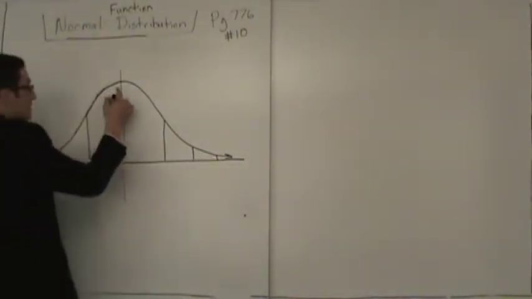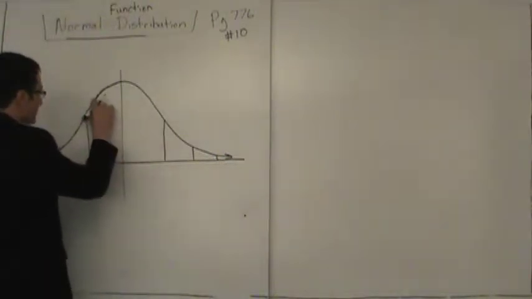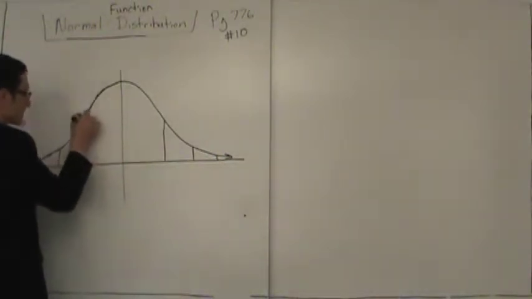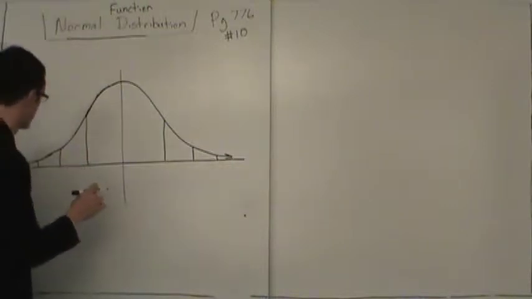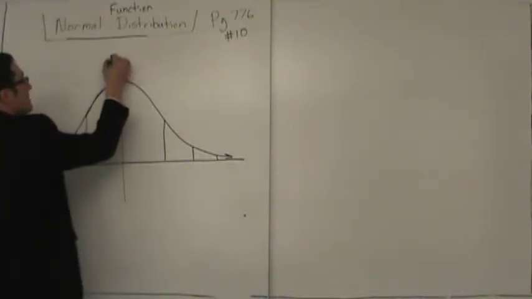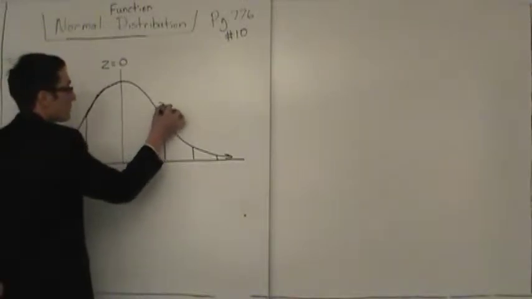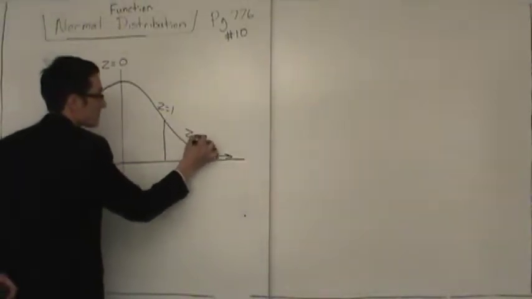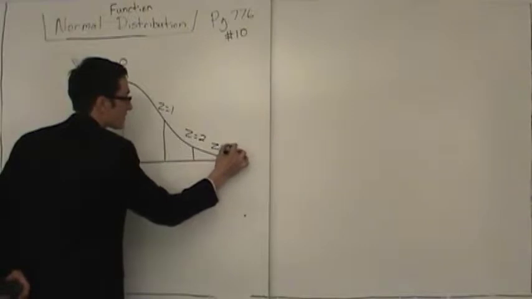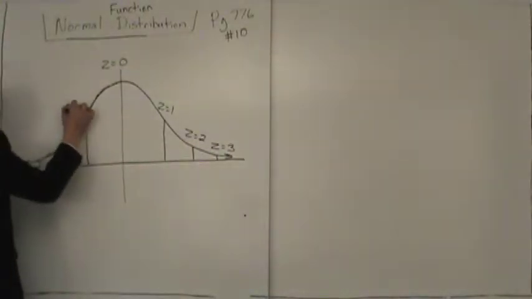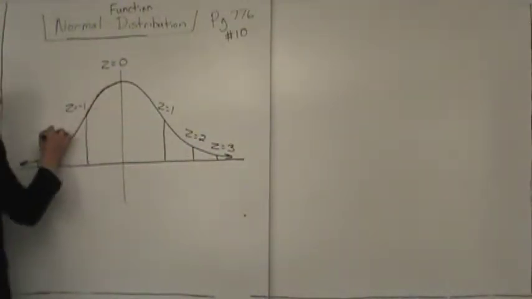The center line is the mean or the average, or z equals 0. Z equals 1, z equals 2, z equals 3. Just go ahead and get this information down. Z equals -1, z equals -2, and z equals -3.